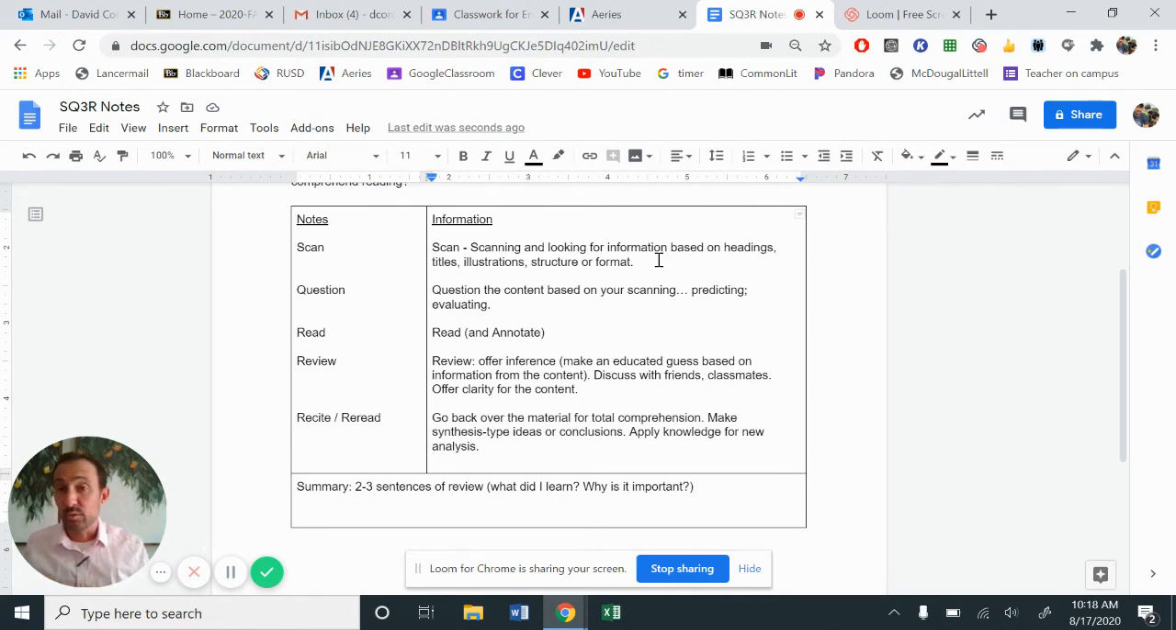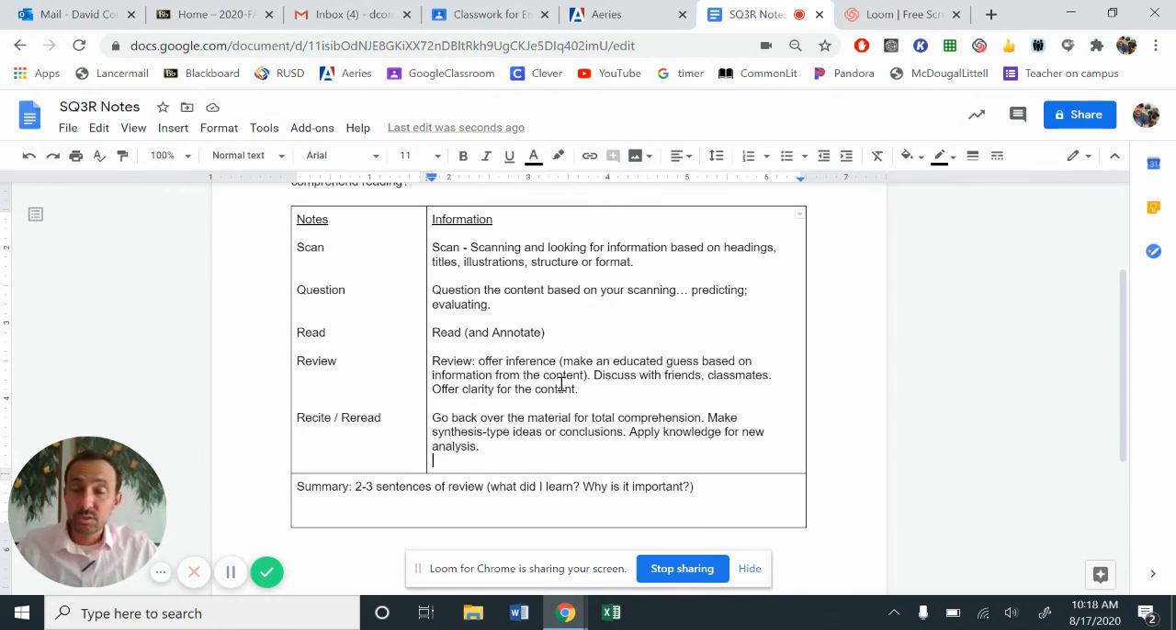Second is to question, what is the book about? I like going through a bookstore and looking at books, and I question what the book is about based upon the front cover, right? I look through and I read the back of the book, and I begin to question, wow, what is this really about? How did they get to this point that they're telling me about? I'm going to read and annotate. That's the first thing that I'm going to do.